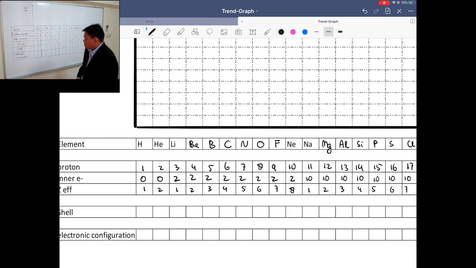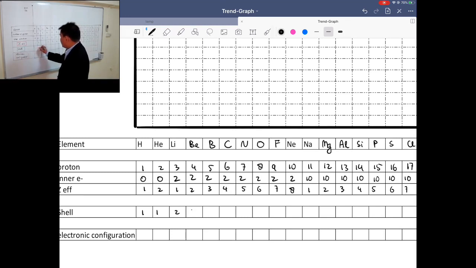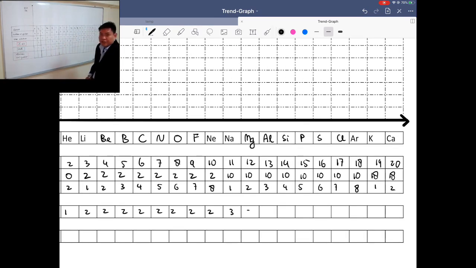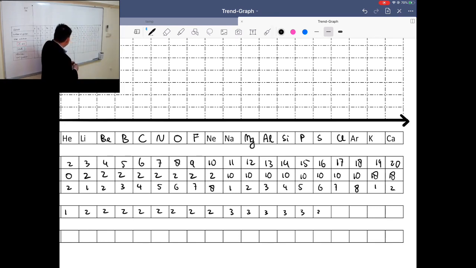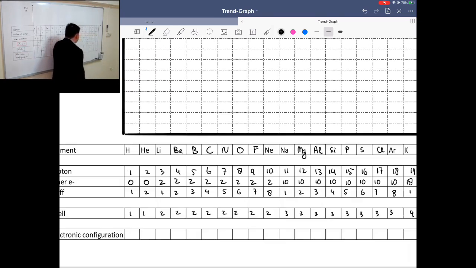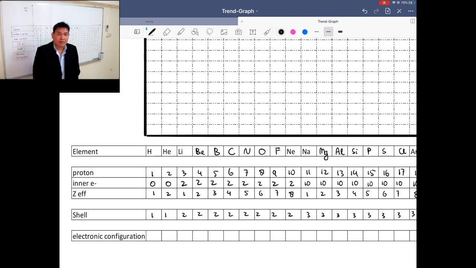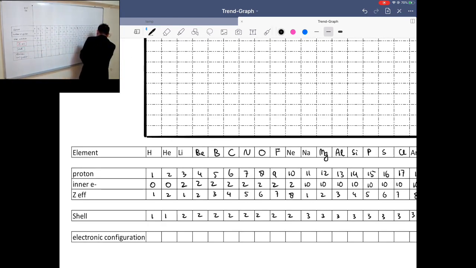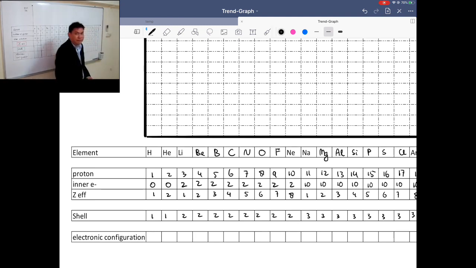The number of shells is also very simple. Hydrogen and helium have 1 shell. From lithium all the way to neon have 2 shells. Sodium all the way until argon have 3 shells. Potassium and calcium of course have 4 shells. Very simple.